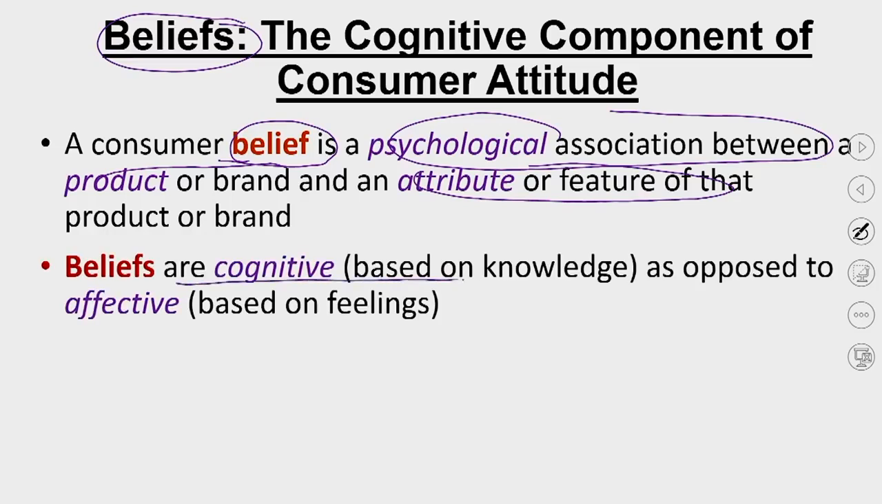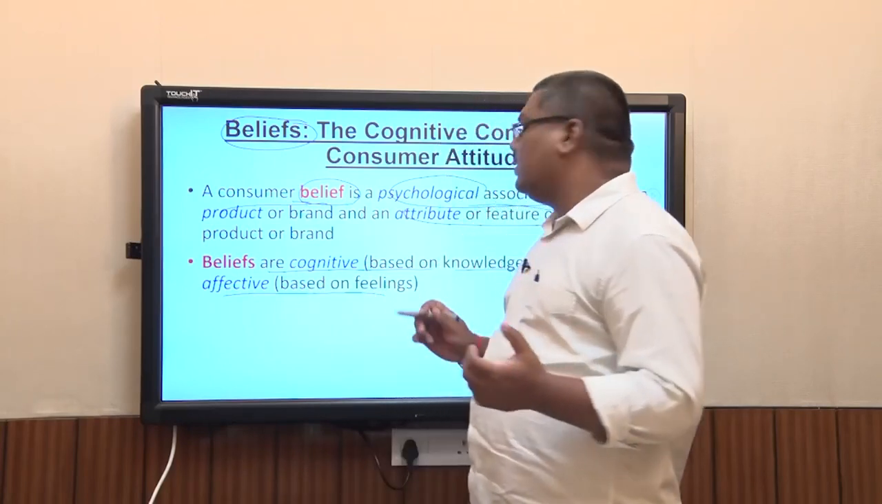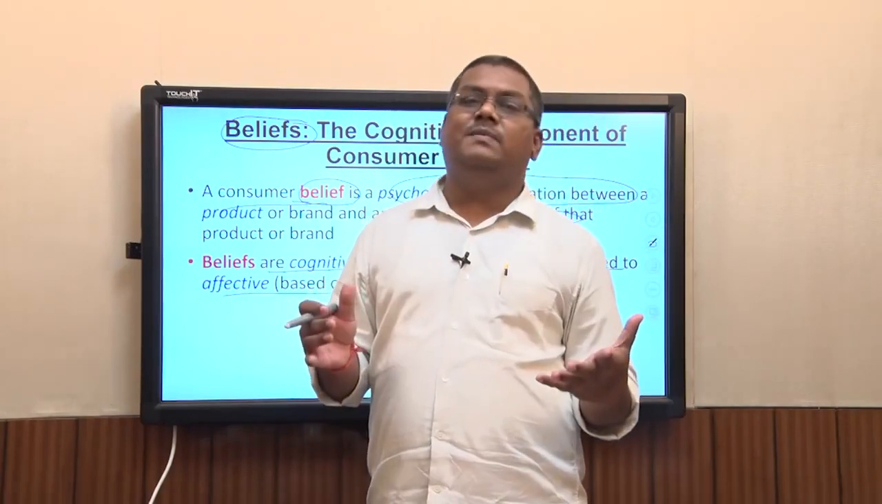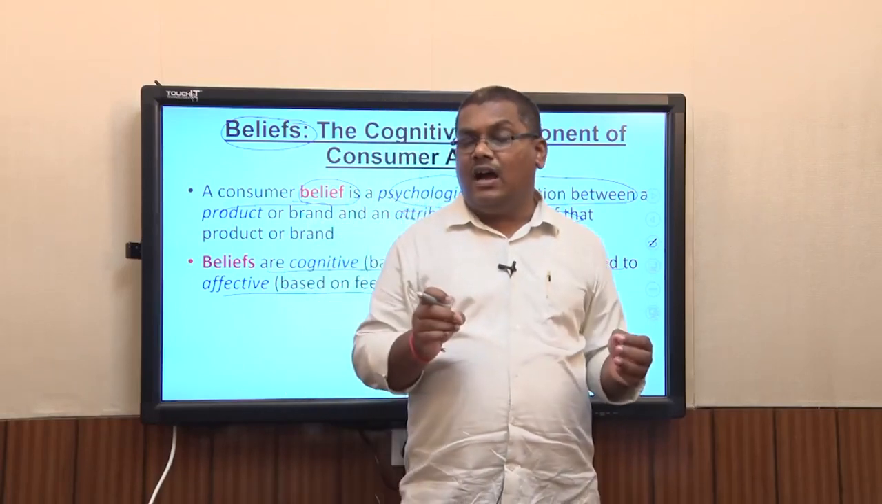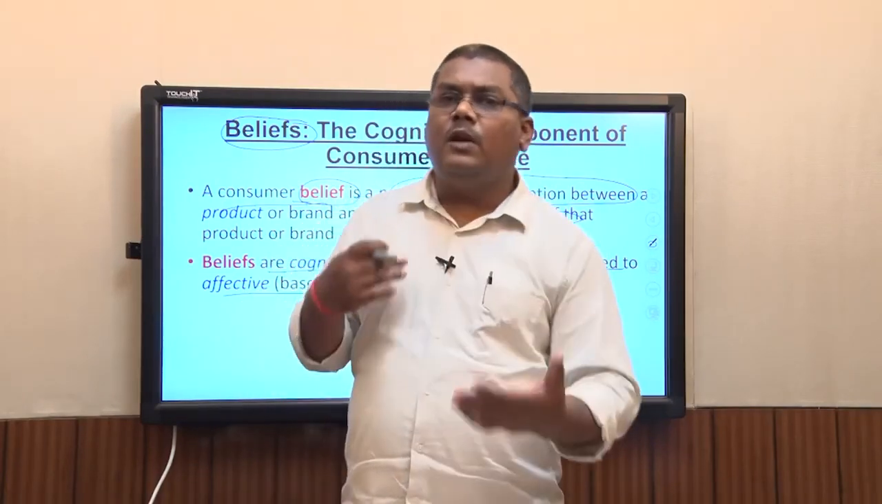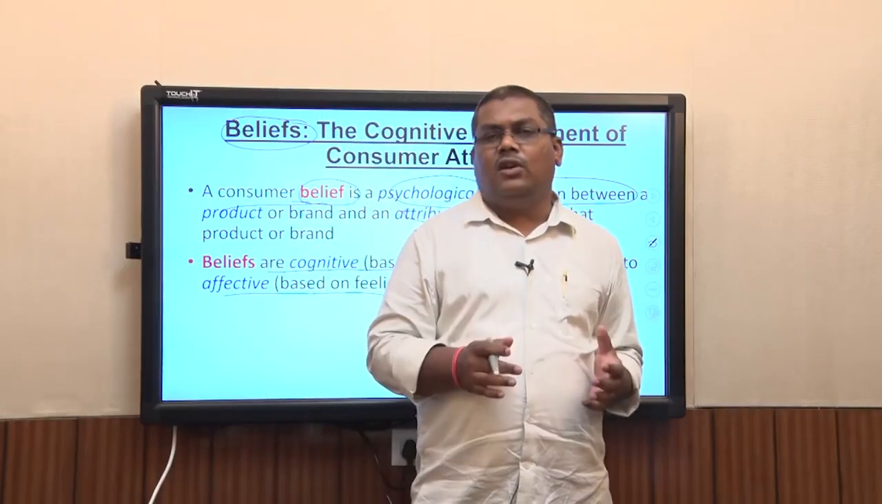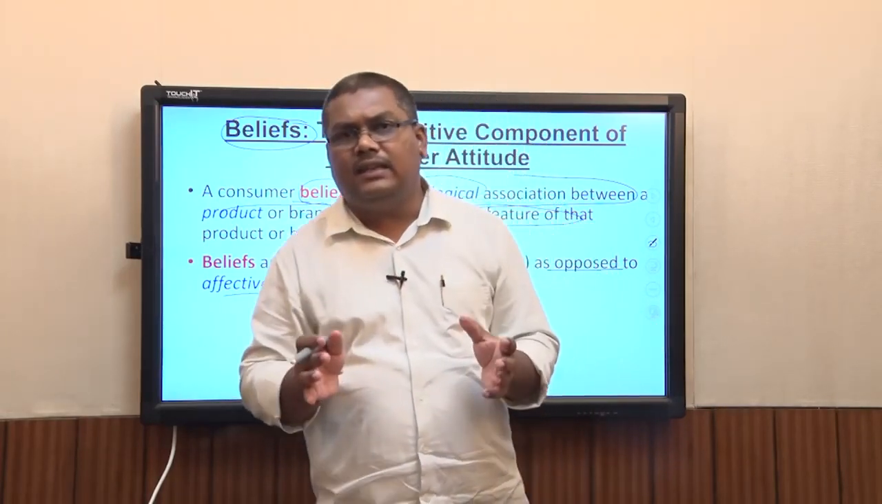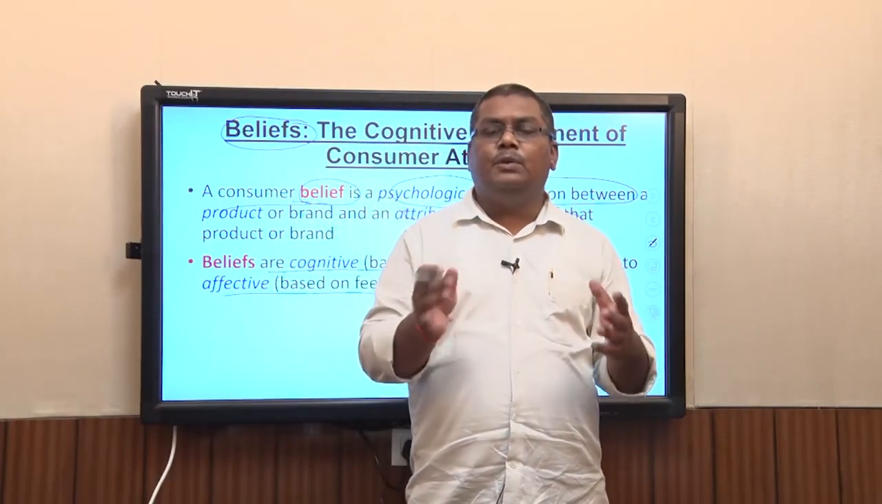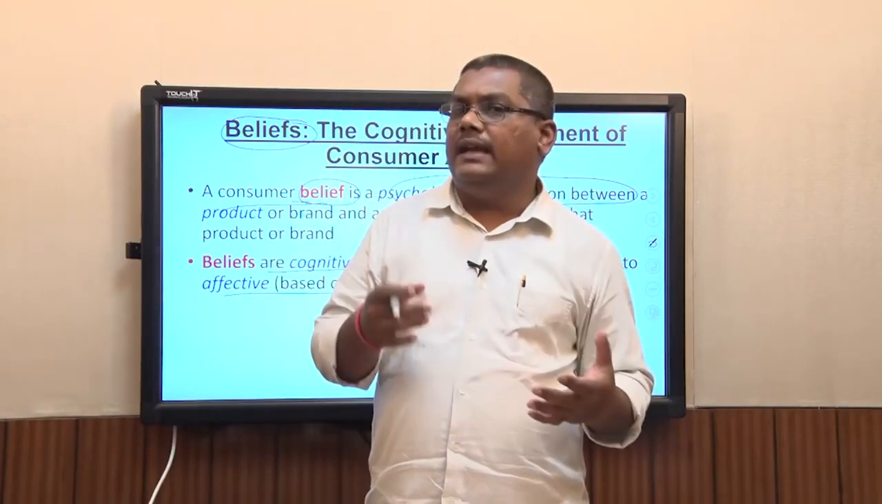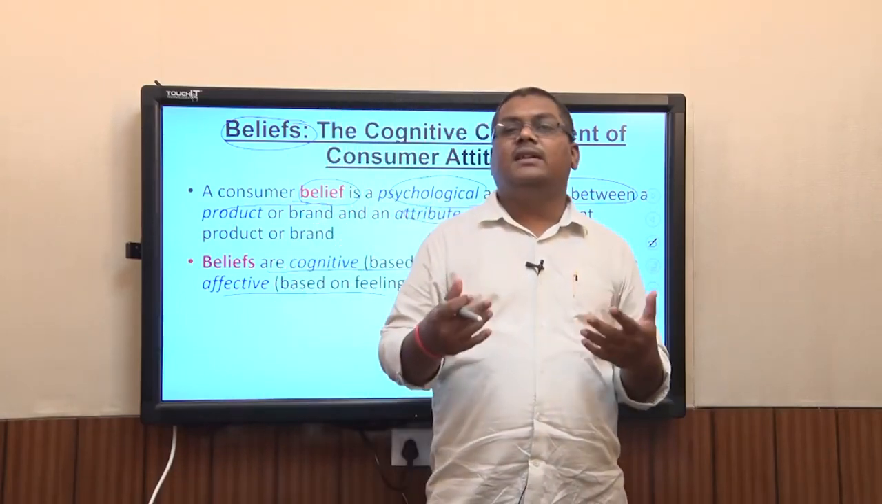So beliefs are cognitive, based on knowledge as opposed to affective. Beliefs, consumer knowledge, consumer idea about the product, those are basically cognitive, these are knowledge based. Consumer belief is knowledge based, whereas consumer's affect is how you feel. What you know about Patanjali as a herbal product is the belief component, and it is based on the knowledge that you have gathered, because the ads say that they do something, you have looked at the composition of what a Patanjali product has, and based on whatever information you are getting, you believe that it is a herbal product.